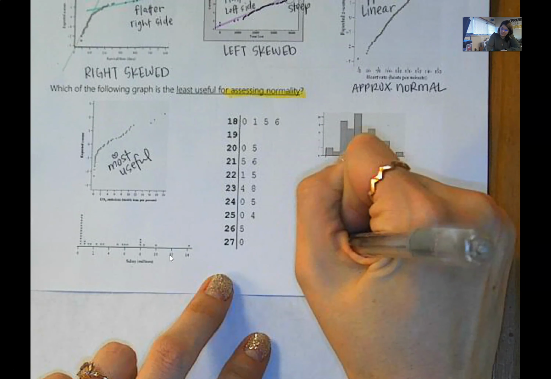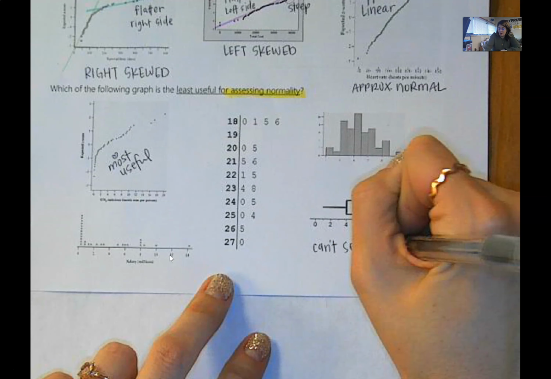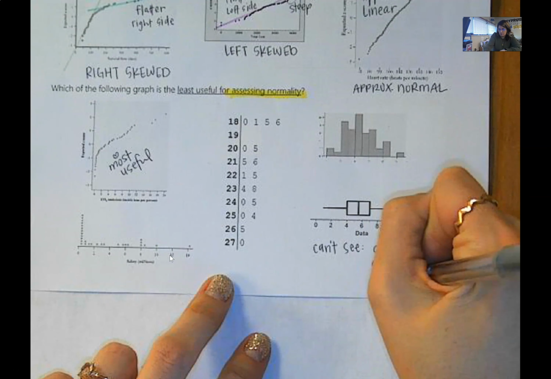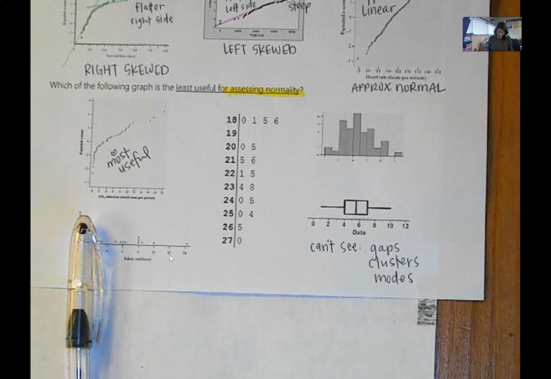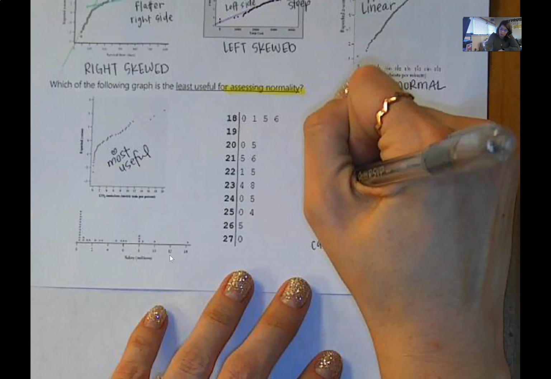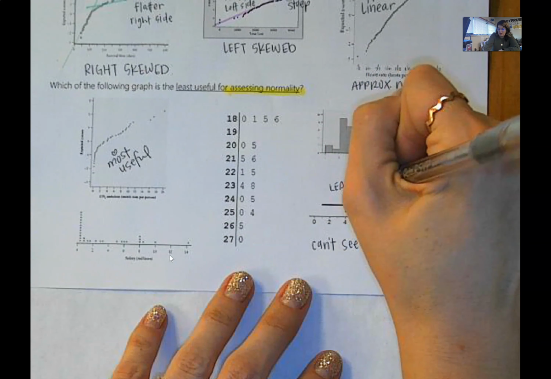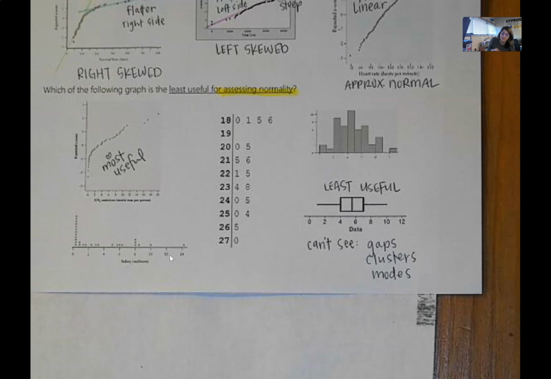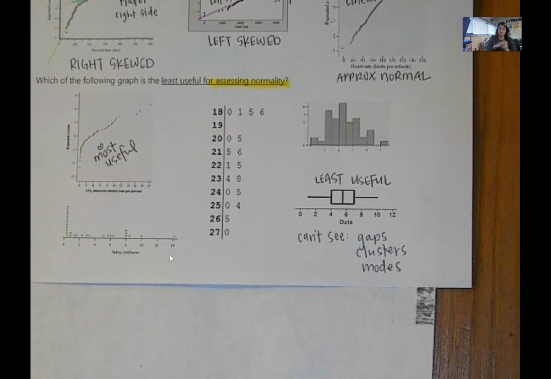Box plot, he's looking symmetric, but we have to keep in mind that on a box plot, what you cannot see are gaps, clusters, and modes. So the least useful is the box plot, because we cannot see characteristics like gaps, clusters, modes. And that's a great review for your comprehensive exam coming up. So personally, I think that the NPP is the most useful and the box plot is the least useful.